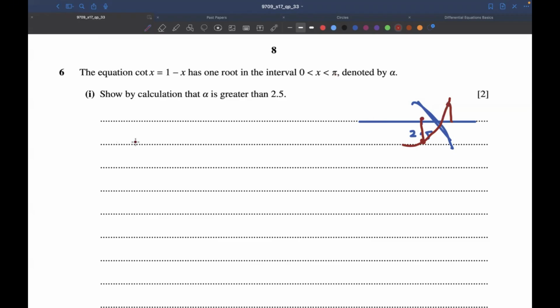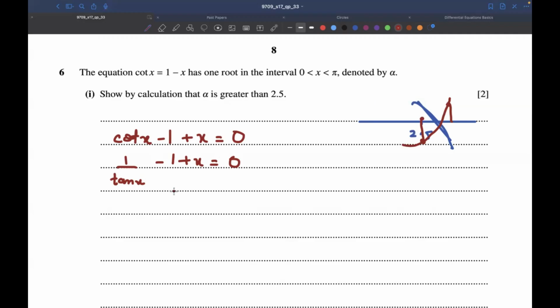So we'll start off by arranging it as cot x minus 1 plus x equals 0, as the value of x that gives a root will turn the whole equation to 0. Starting off with writing cot x as 1 upon tan x minus 1 plus x equals 0. Now we'll substitute the values in the calculator. First making sure our calculator is set to radian mode, and then doing 1 divided by tan of 2.5 minus 1 plus 2.5.